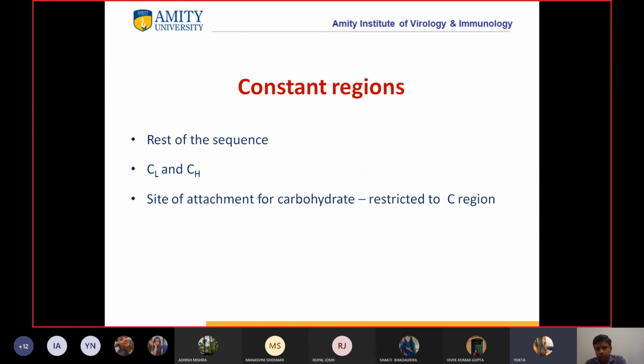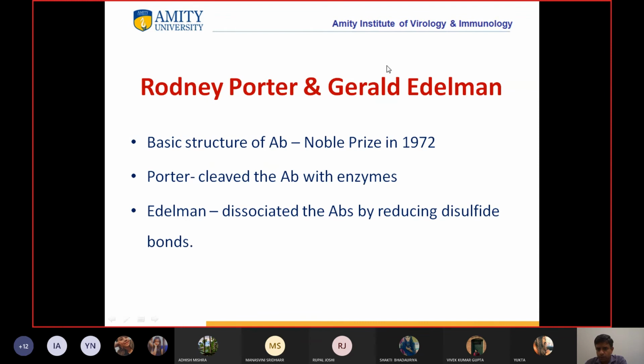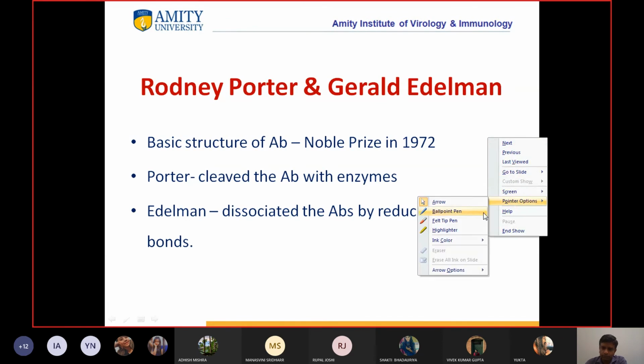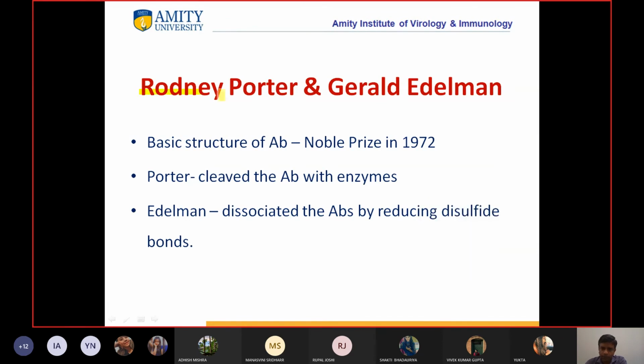Okay, so now how was this structure initially deduced? There were two scientists, Rodney Porter and Gerald Edelman. Porter and Edelman deduced the basic structure of the antibody, and they also received the Nobel Prize in 1972 for deducing this structure. Now these two scientists used different methods.